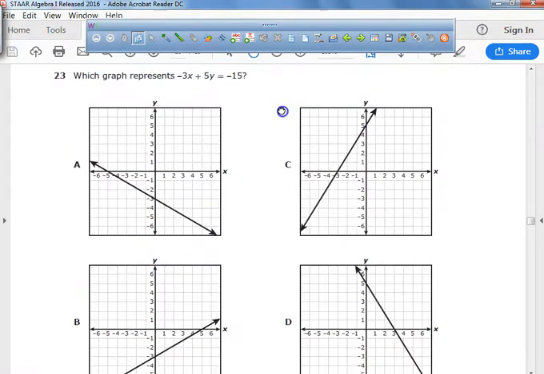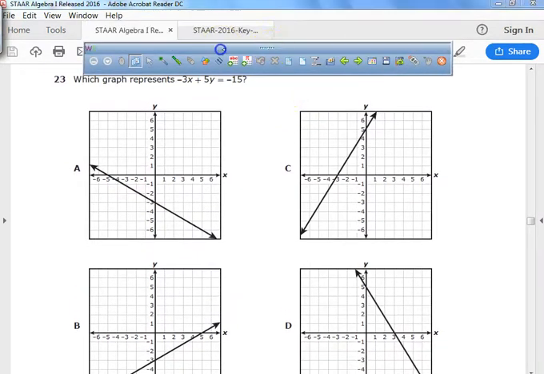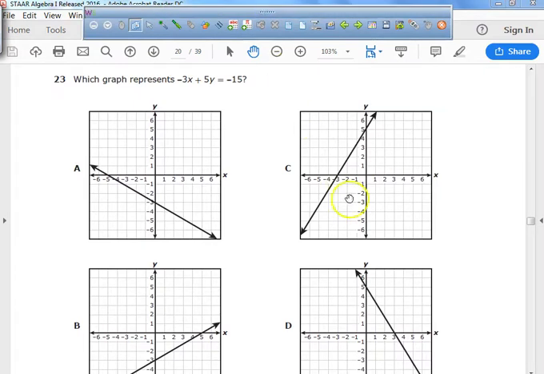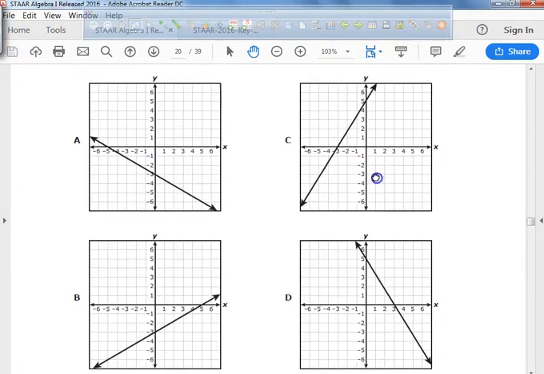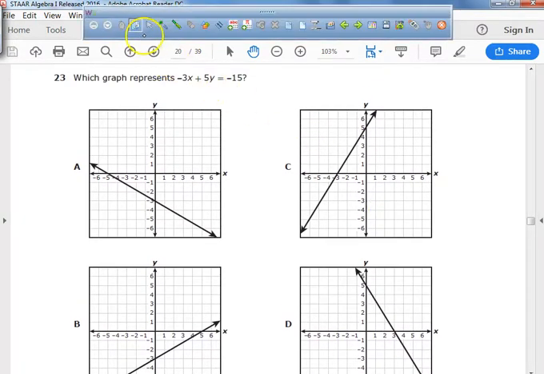We are continuing the 2016 released version of the STAAR test for Algebra 1. Number 23, it says, which graph represents negative 3x plus 5y equals negative 15? Now we're going to use Desmos just to go ahead and graph this, but before we do, let me show you how to do it by hand.